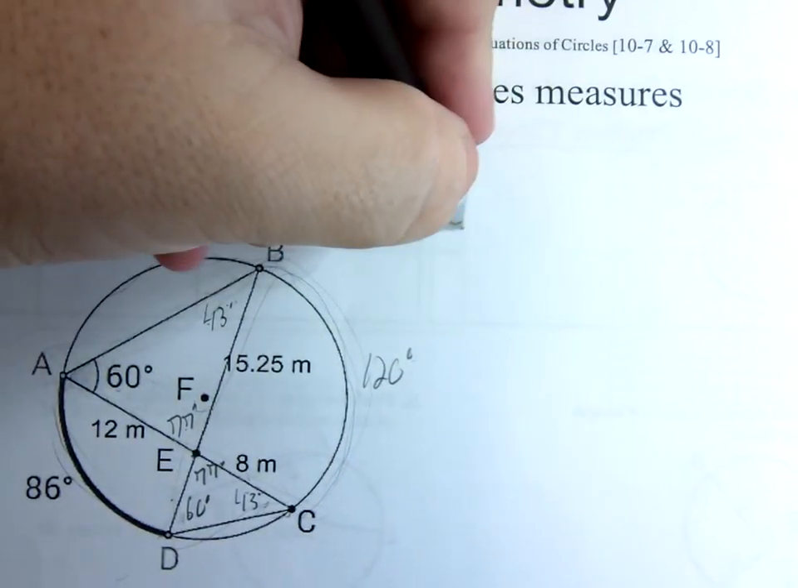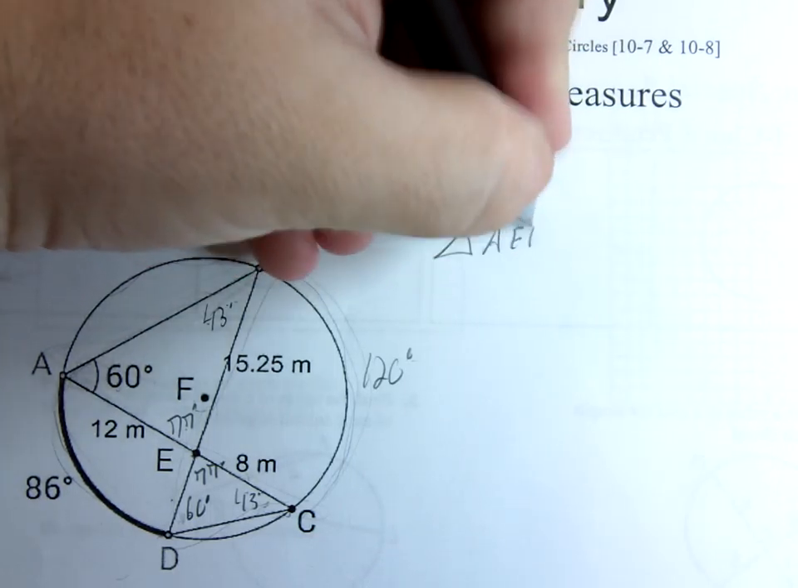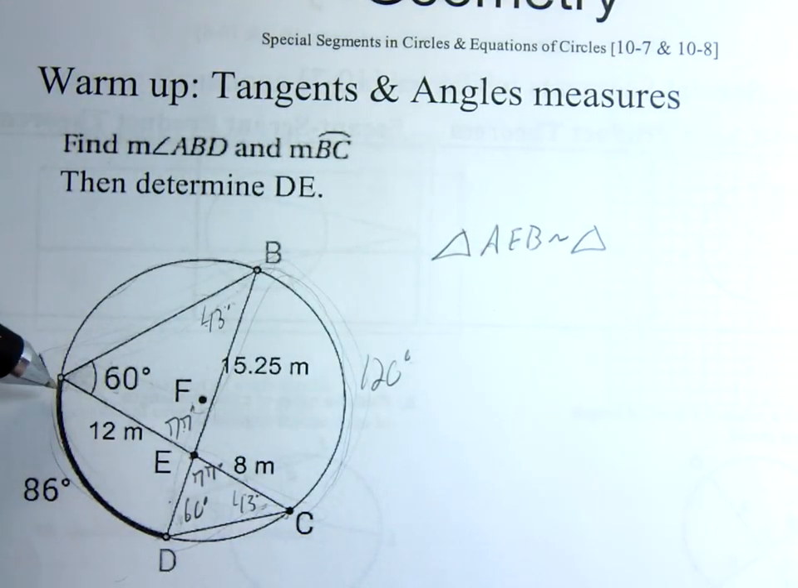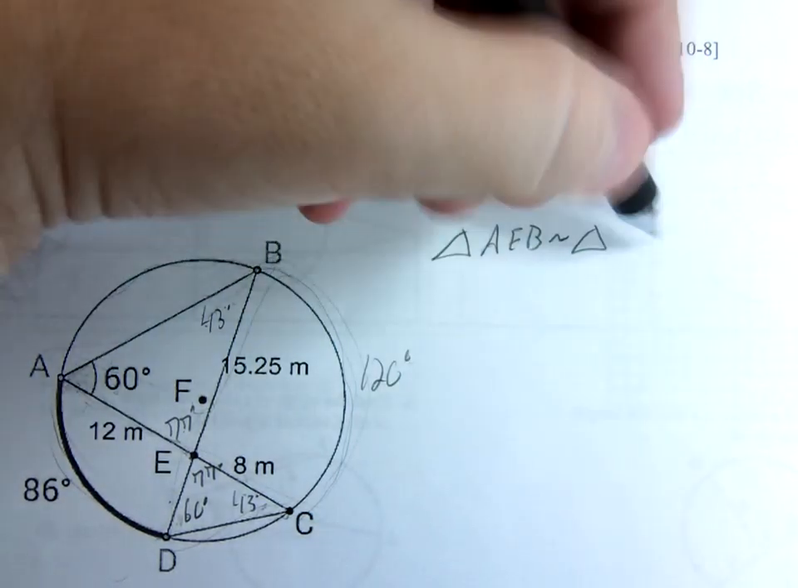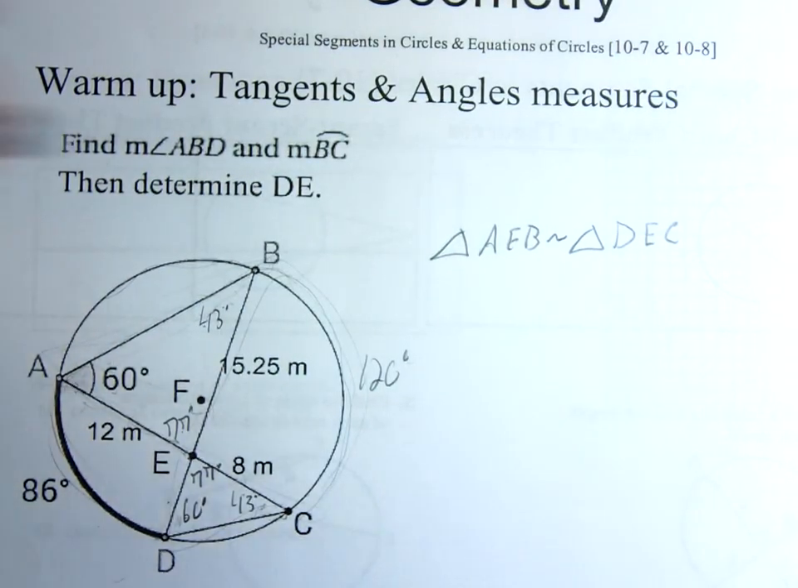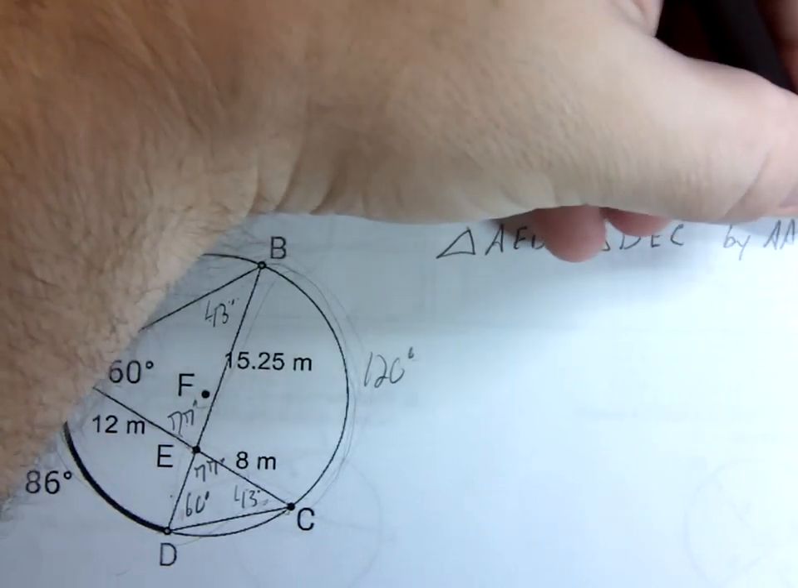That fact we need to list here. So let's say that triangle AEB is similar to triangle. Now we have to be very careful how we name this. Going from A to E is going from the 60 to the 77. Do you see that? So on this triangle, which vertices go from 60 to 77? D to E, so we have to go D, E, C. The order is really important here. So these two triangles are similar by angle-angle similarity.